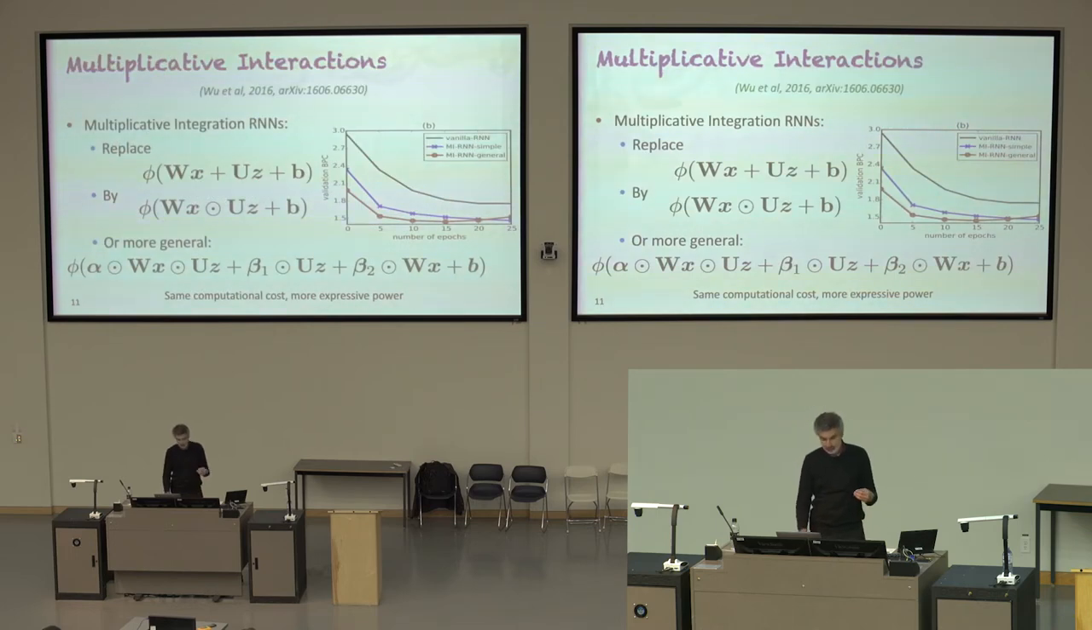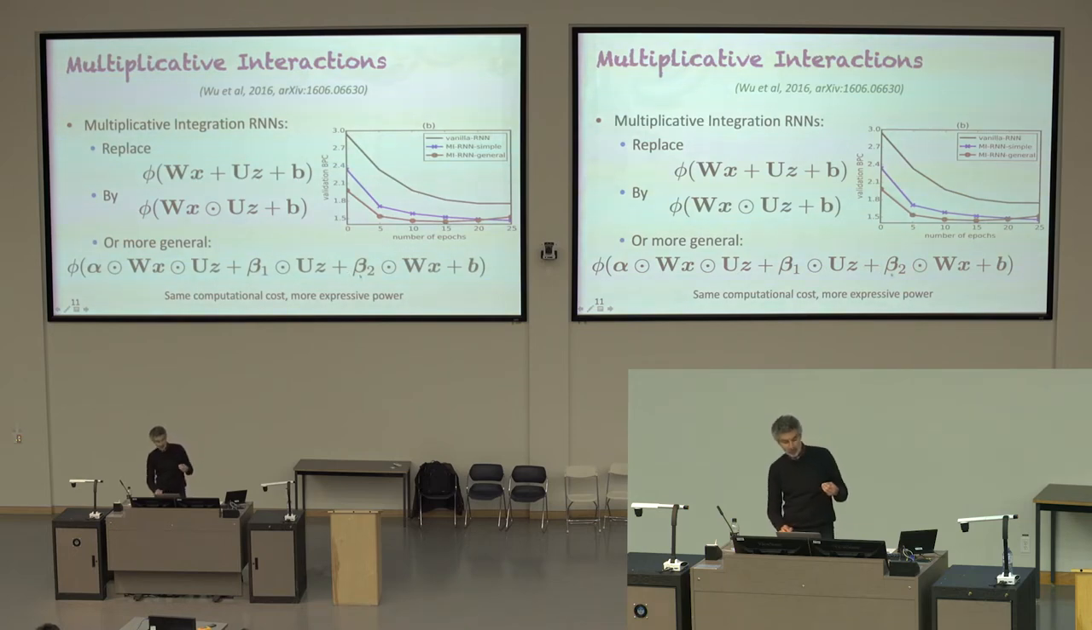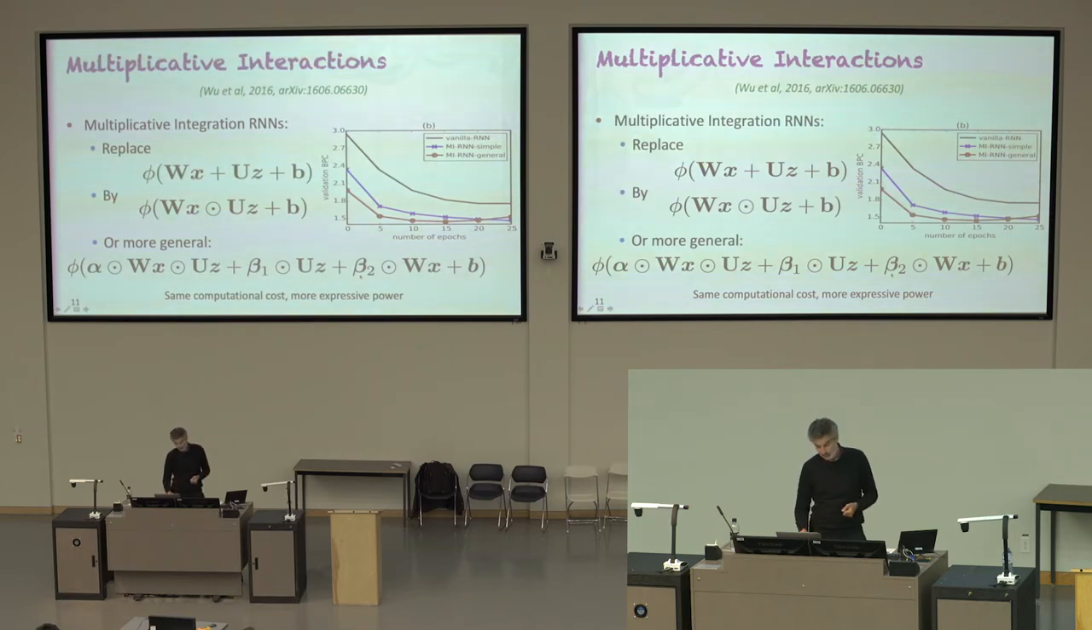You can also change the way that the input and the previous state are combined. Here, x represents the input at time t for the RNN, and z represents the previous state. We typically would do some weighted sum and then just add up the result. But you can also multiply them, or more generally combine multiplications and additions. In fact, you can do that with about the same number of computations and get something that's more expressive than the simple sum. This is called the multiplicative interactions recurrent net.